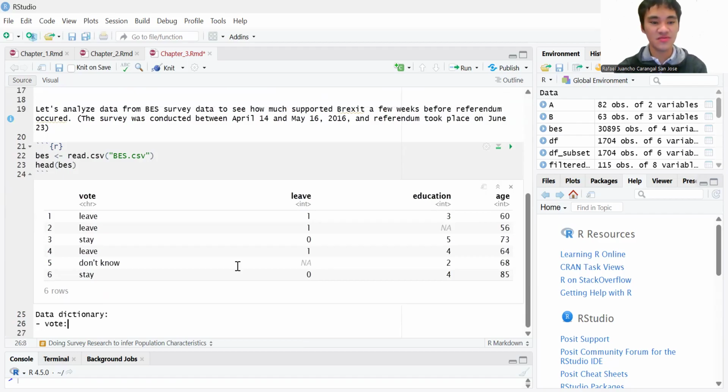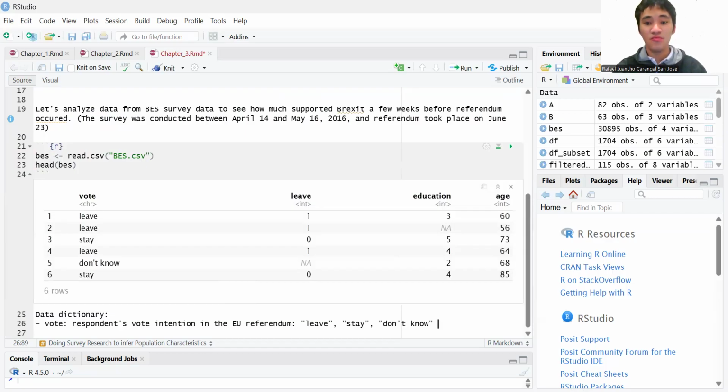And so the first variable we see is vote. Now, what does vote mean? Basically, it's the respondent's vote intention in the EU referendum. Mainly these have the words leave, stay, don't know, and among others. Won't vote is another thing, right?